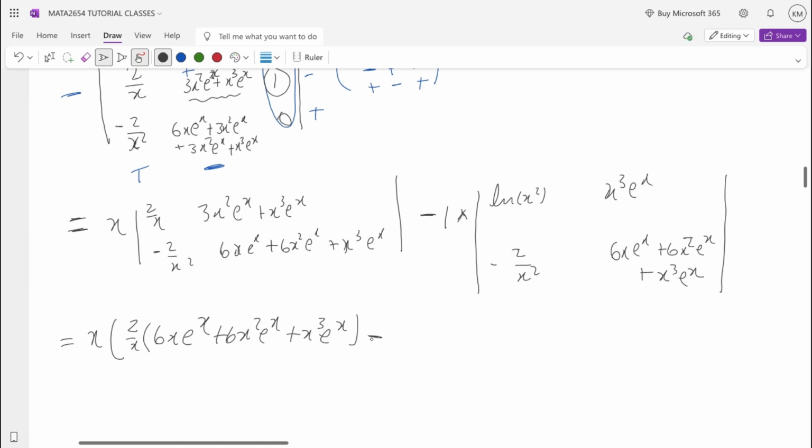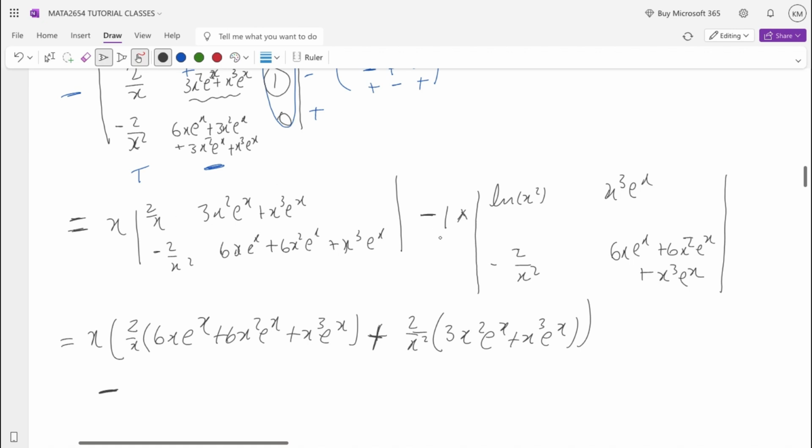Minus. So this will just become a plus somehow because of that. This times that. So it's 2x squared multiplied with 3x squared e to the x plus x cubed e to the x. Then minus, I'm done with this part.